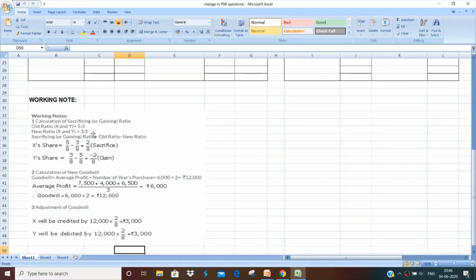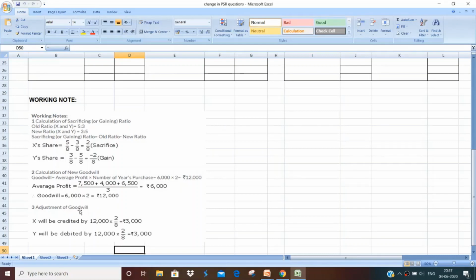After we calculate the value of sacrifice or gain, the next step will be to calculate the value of new goodwill. So goodwill is equal to the number of purchase into average profit, since it was written that it is to be based on average profit. The average profit is 6,000. The number of purchase was given as 2. So 6,000 into 2, 12,000 is the value of goodwill.